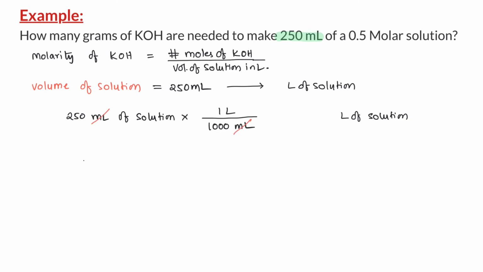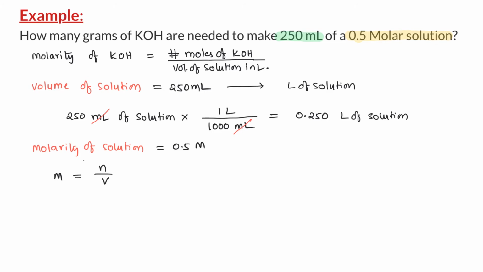Milliliters get cancelled, and if we do the math, we get 0.250 liters. Let's see what else is given in the question. The molarity of the solution is given as 0.5 molar. So, using the volume and molarity, we can calculate the number of moles. We plug these values into the formula.